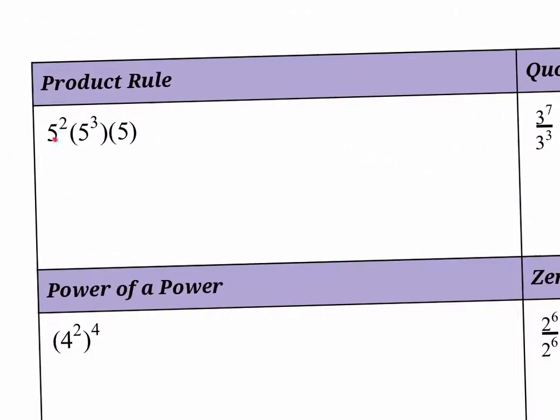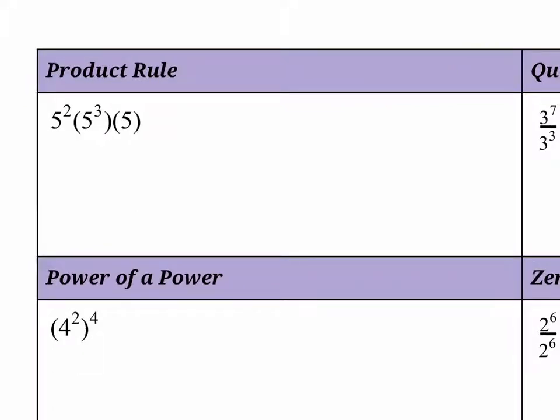So what does 5 squared times 5 to the power of 3 times 5 mean? Well, if we were to write this out in expanded form, we know that 5 squared is just 5 times 5. And then we have times 5 to the power of 3, which is just 3 5s multiplied together. And then we have times another 5. So how many 5s do we have? We have 1, 2, 3, 4, 5, 6. So we have 5 multiplied by itself 6 times. So this expression can just be simplified to 5 to the power of 6.